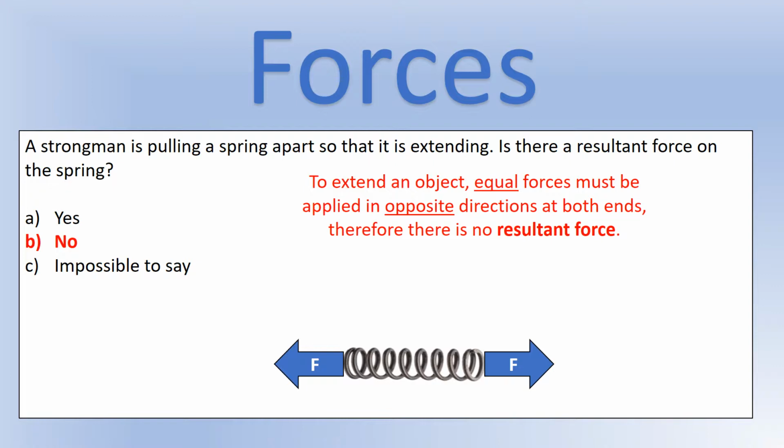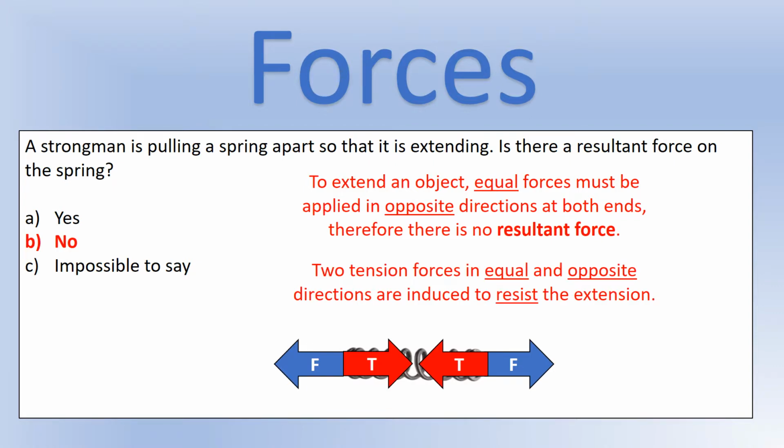So when you stretch an object, if you actually stretch a spring, you'll feel it pulling back on you. And that's because when you stretch an object, a tension force is induced in the object that resists you stretching the object and tries to pull the spring back together. But again, those two forces are equal and opposite, therefore there's still no resultant force.